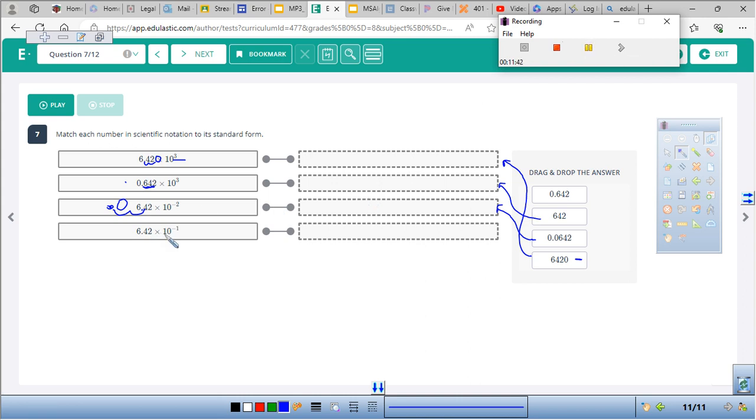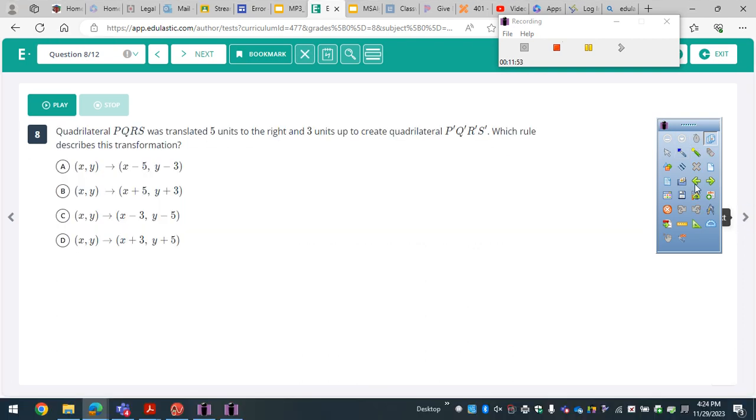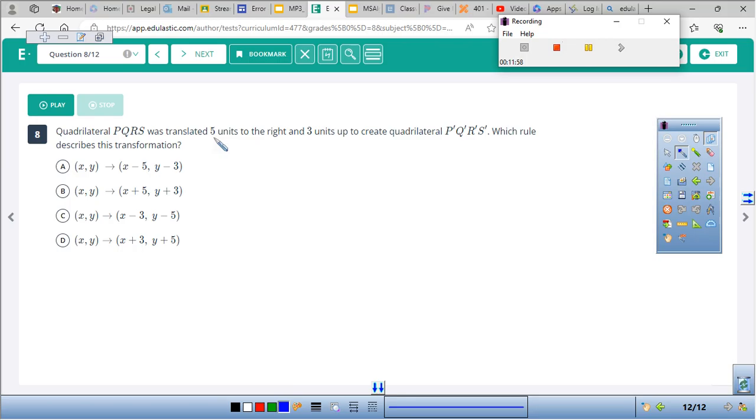Okay, and then this last one, this one comes down. All right, so you're going to drag and drop, and that's where they would go. Just a few at a time. Okay, translated 5 units to the right. I mean, 5 units to the right.